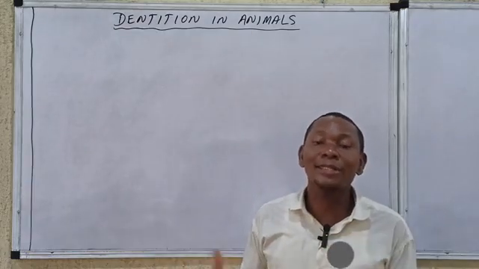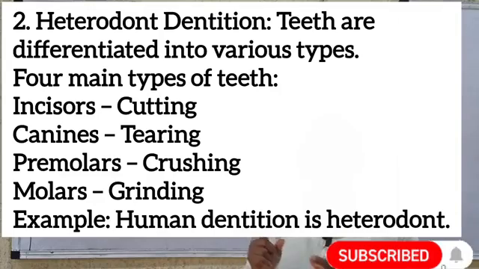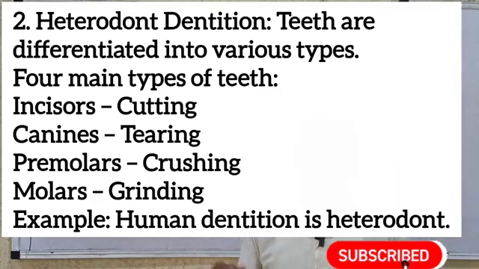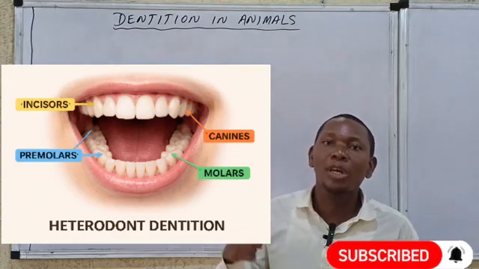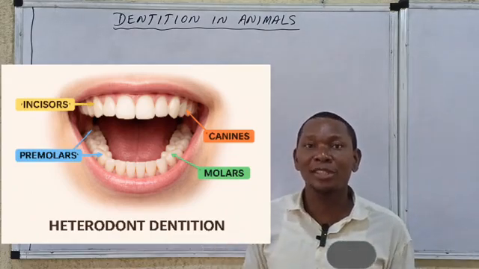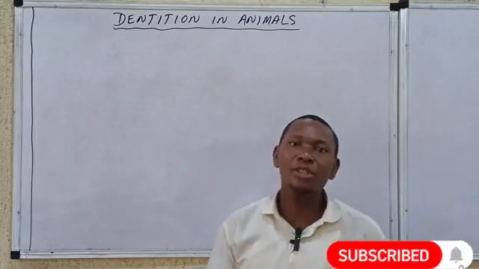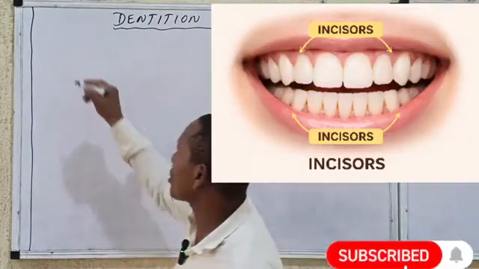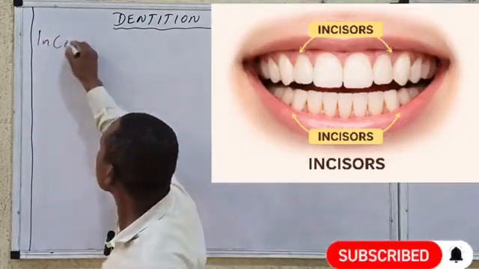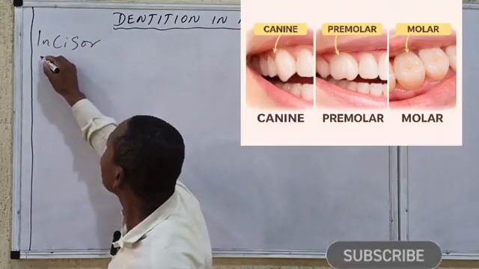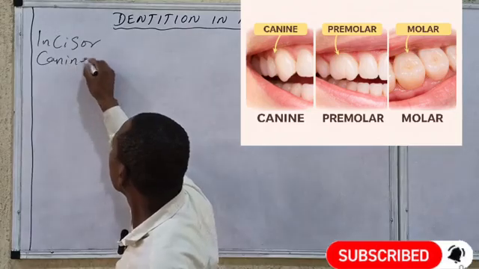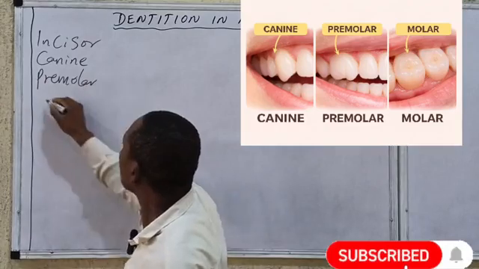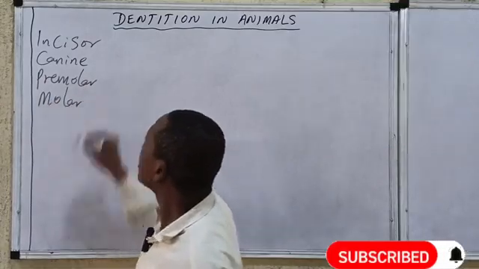Now we also have the heterodont dentition. Hetero means different, so the organism has different types of teeth in its mouth. Let's talk about the various kinds of teeth, even in the mammalian mouth. For example, we have the incisors, the canine, the premolar, and the molar. So these are the four.